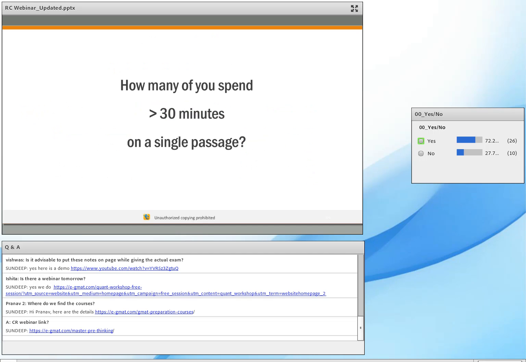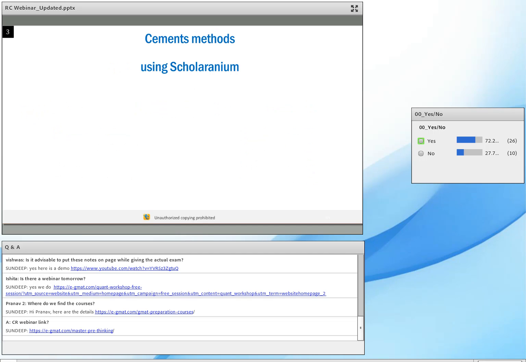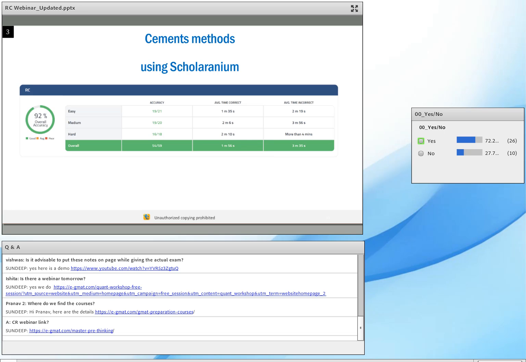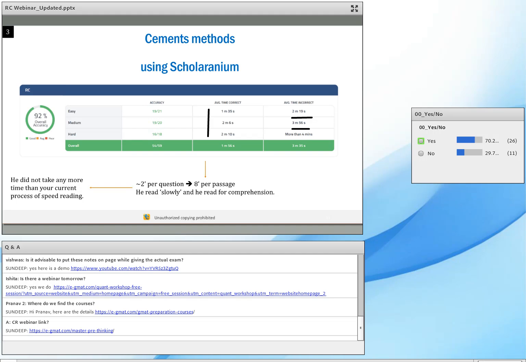Let's move forward. And then you go about cementing methods using Scholaranium. This is what Rohit did, and you can really see his average time correct and average time incorrect. This includes the time needed to read the passage. One of the other things that you would really see is when you don't understand a question, that's where you spend a lot more time. The question that you get, you don't spend a ton of time on it.